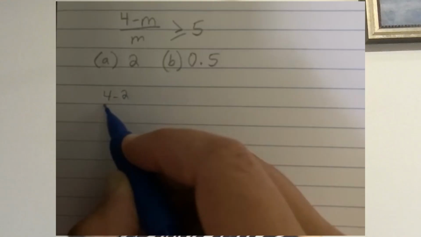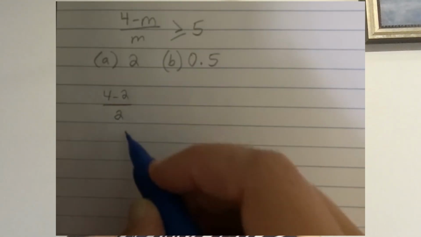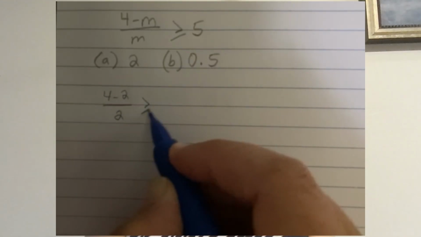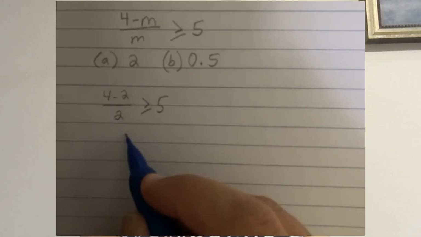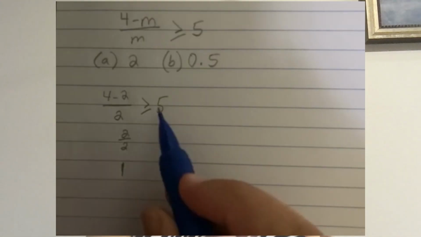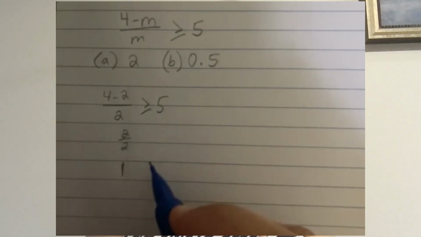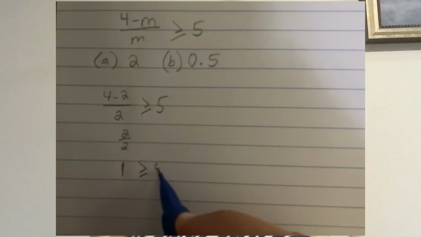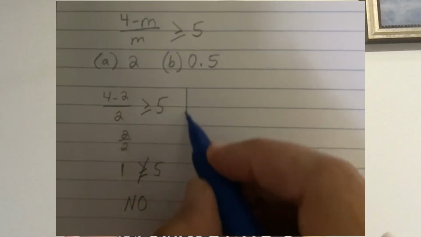So plugging these in, we're going to have (4 minus 2) divided by 2. So plugging in 2 for m and solving our left-hand side, we'll get 2 over 2, which is 1. And we have to ask, is this greater than or equal to 5? Well, the answer is no, you're correct. It is no. So therefore, is 2 a solution of the inequality? No.